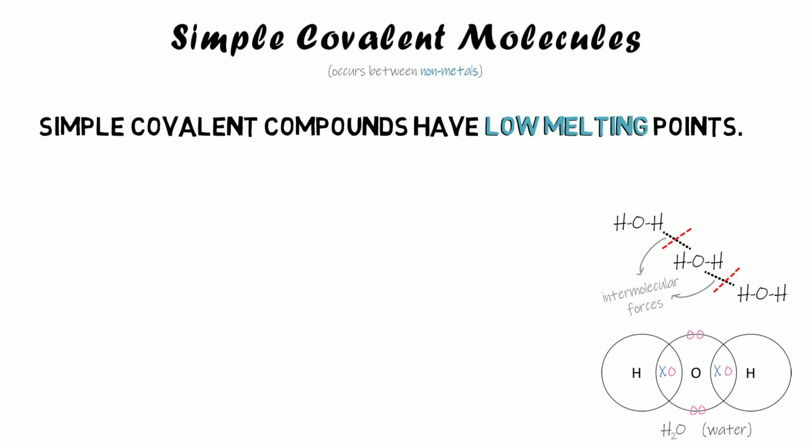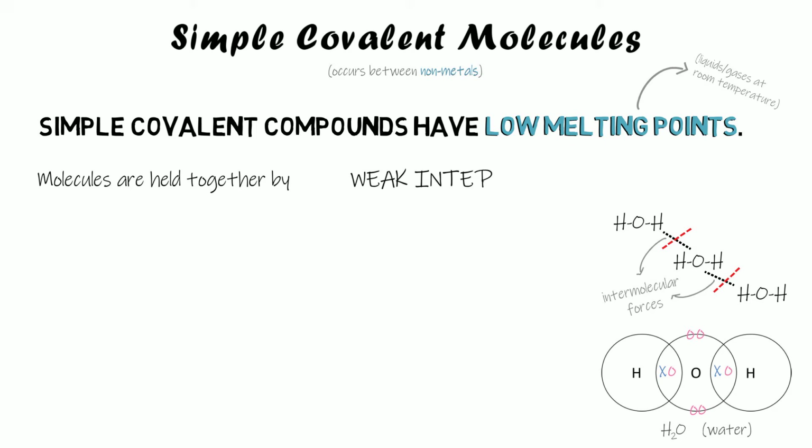So simple covalent compounds have low melting points and low boiling points. That means you don't have to get them very hot to be able to melt and boil them. That means they're usually liquids or gases at room temperature. So we've got weak forces holding them together. The molecules are only held together by these weak intermolecular forces.